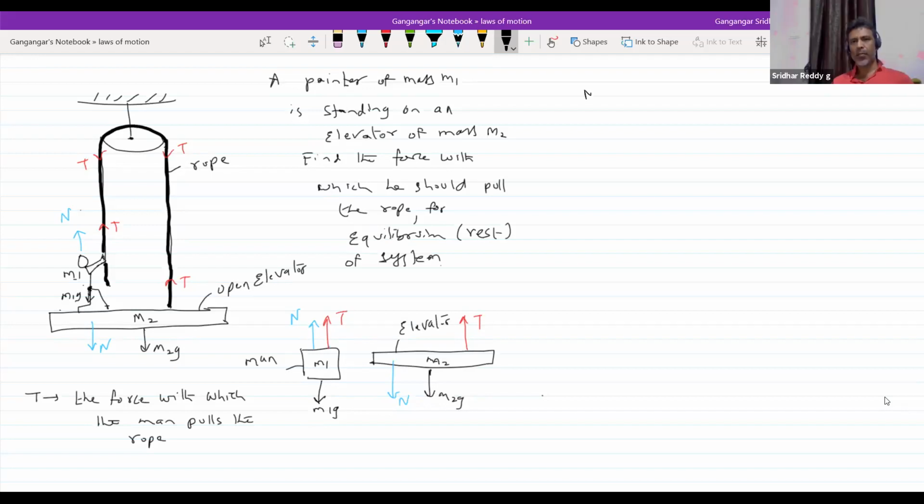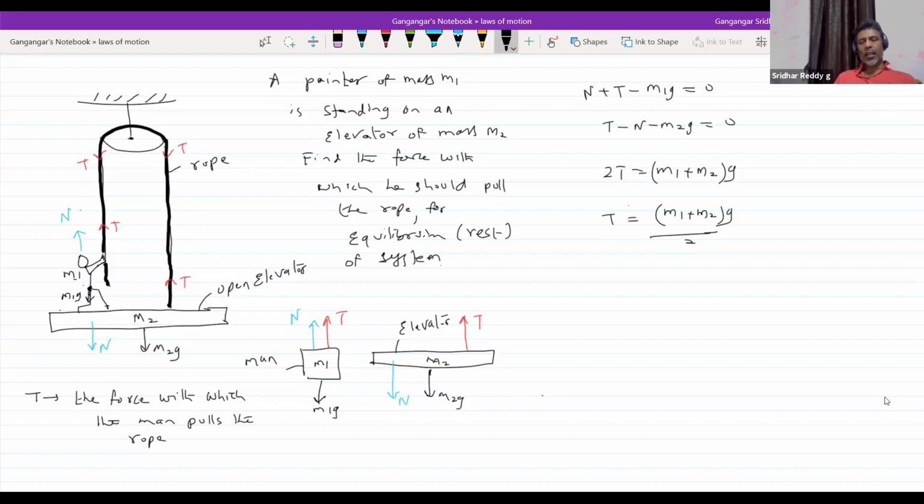So they should be at equilibrium, no? So N plus T minus M1G equals 0. Then for the elevator, T minus N minus M2G equals 0. Adding these two, 2T equals (M1 plus M2)G. So T is equal to (M1 plus M2)G by 2. You should pull up with a force equal to this much. If you pull with a force greater than this, both person and elevator will accelerate up. If you pull with a force less than this, both will slide down.